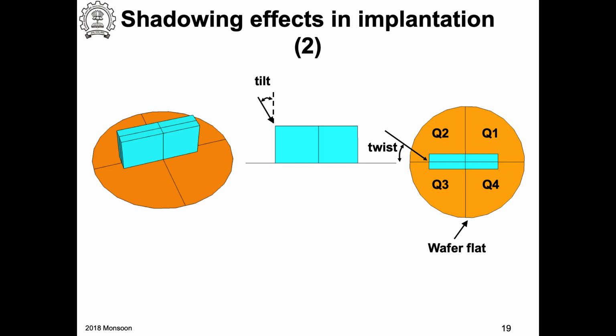And in this case, you are going to implant to avoid the problems, because of tilt I need to implant this way and this way. But to avoid the shadowing effect because of 3D, I need to implant it from all four quadrants.